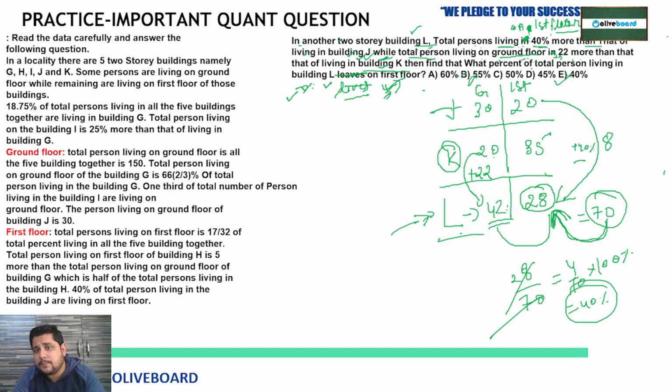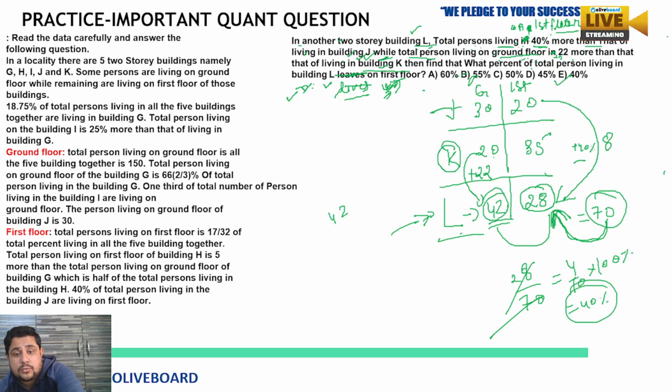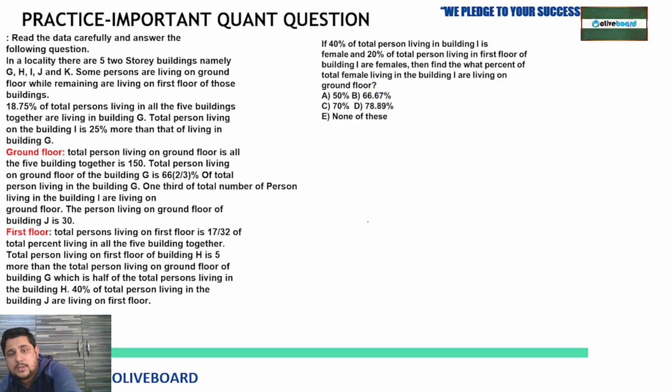So I hope it is completely clear. Is there any doubt? So they were asking about what? The first floor. If they had asked us about the ground floor, then 42 upon 70. Okay. So then it will be 60%. Clear? It would be 60%. So I hope it is clear.